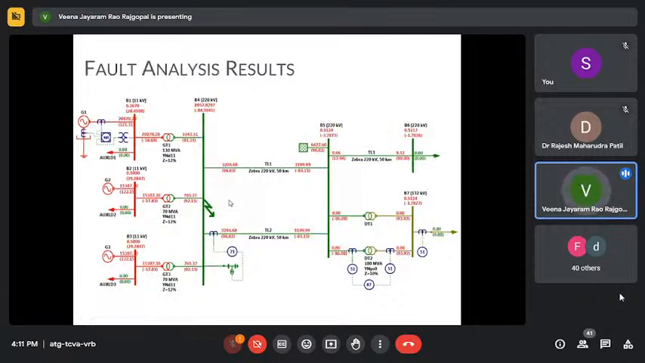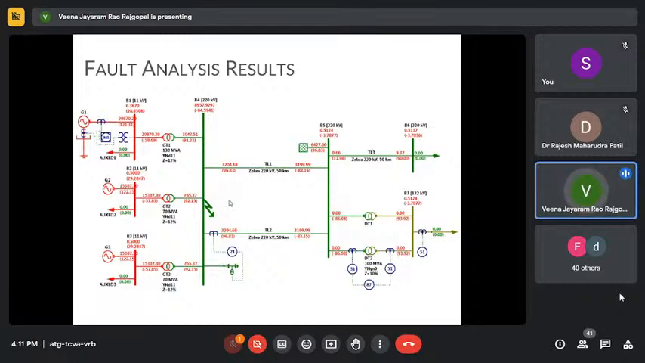Next is fault analysis. Once you set up the system, you can create a fault at any point in the network. Even on the single line diagram, you can see a fault symbol at B4, which is a 220 kV bus. You just pick that symbol and put it on a bus or on a line and say what percentage you want to create the fault, and the type of fault, like whether it is three phase, single line to ground fault, or double line to ground fault. So you choose the fault type.